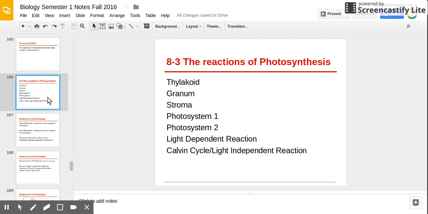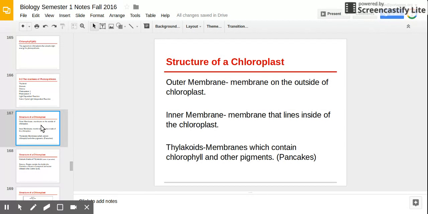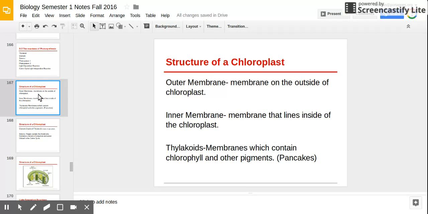So now we're going to take all that information about what we know about the formula for photosynthesis. We're going to talk about where it actually gets used in the chloroplast. So let's start by talking about the structure of a chloroplast. Here's my picture of a chloroplast right here. You have an outer membrane and an inner membrane. I know it sounds kind of silly. Membrane, there's one membrane on the outside, one on the inside.